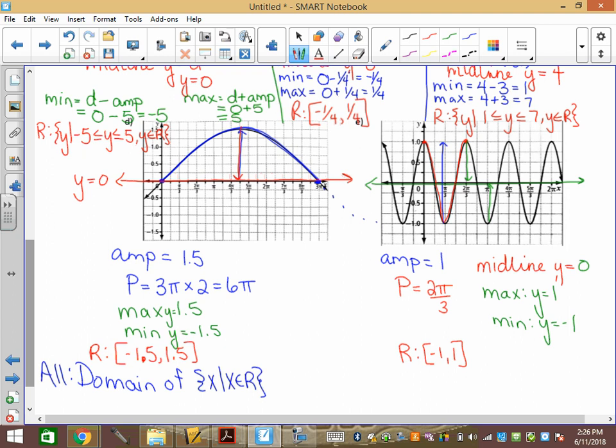On an equation, your amplitude is the absolute value of A. On a graph, your amplitude is half the distance from the min to the max. On an equation, your period is 2 pi divided by B, or 360 divided by B. On a graph, it's how long till it repeats itself. On an equation, your midline is your D. On a graph, the midline is the line that cuts the graph in half. And you need to know the differences.